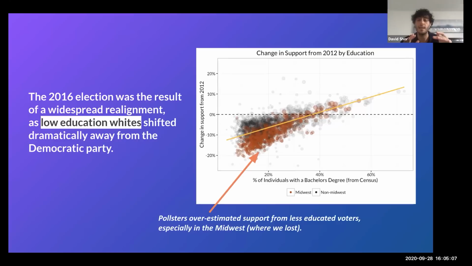So this is a scatter plot. Every single dot is a county, and the x-axis is the share of individuals with a bachelor's degree, and the y-axis is change in support from 2012. This is restricted to majority white counties, and what you can see is that basically what happened in 2016 is that areas with lower levels of educational attainment swung heavily against Democrats, while areas with high levels of educational attainment swung heavily toward Democrats.